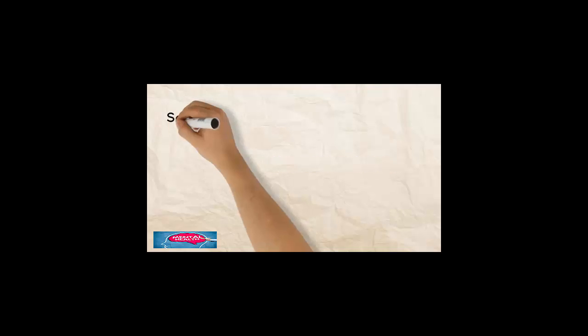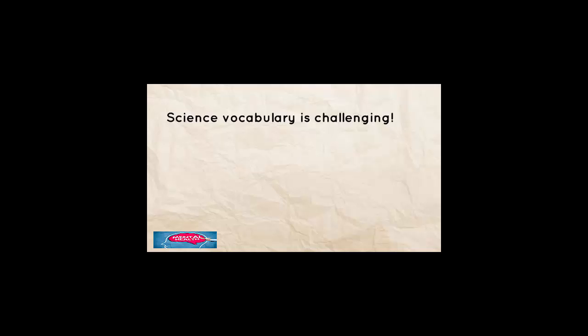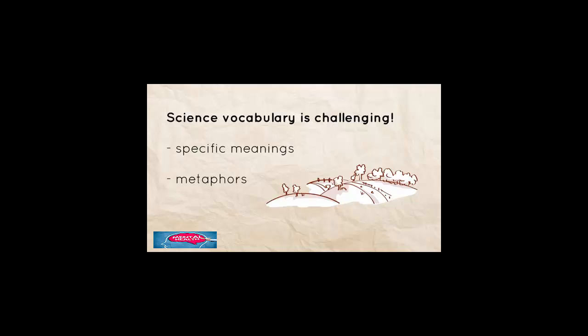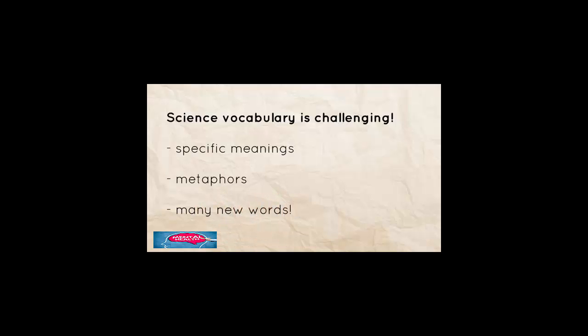Academic language is a particular challenge in science for a number of reasons. Many words that students are familiar with in their everyday life, such as the word energy, take on a more specific meaning when they're used in a scientific context. Many vocabulary terms in science are also metaphors. For example, when we talk about a scientific field, we're not referring to a literal field. Science instruction requires learning of many new vocabulary words along with new concepts.